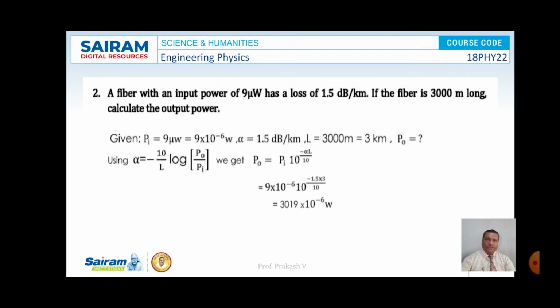We know the formula for alpha is equal to minus 10 by L logarithm of P naught by Pi. Therefore P naught can be written as Pi into 10 to the power of minus alpha L by 10. Substituting the values of alpha, Pi and L, P naught is 9 into 10 to the power of minus 6 into 10 to the power of minus 1.5 into 3 by 10. The value of P naught is calculated as 3019 microwatts, that is 3019 into 10 to the power of minus 6 watts. So this is the solution for the given problem.